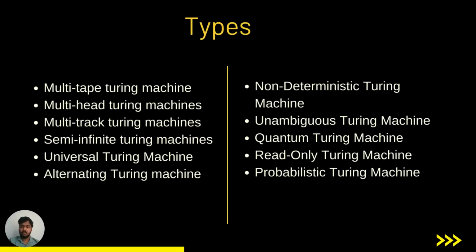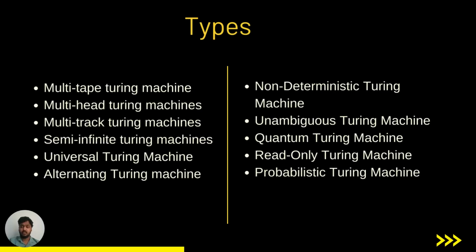Second one, multi-head Turing machines. These have a single tape with n number of heads, each reading symbols on the same tape. Third one, multi-track Turing machines. This Turing machine has multiple tracks but a single tape head that reads and writes on all the tracks.